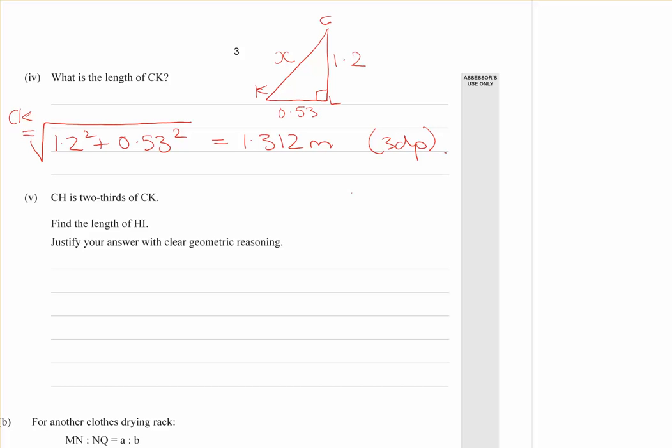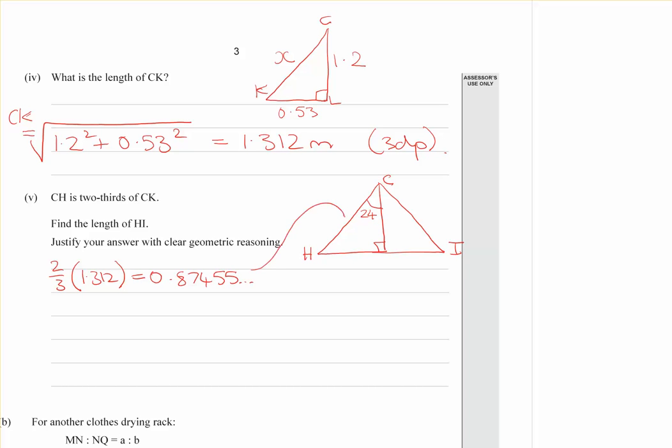Right, CH is 2/3 of CK. So H is down here. We wanted the length of HI, remembering it's symmetrical. So 2/3 of CK, we've just worked out CK. So 2/3 of that, 0.87455. So that gives me that side there.